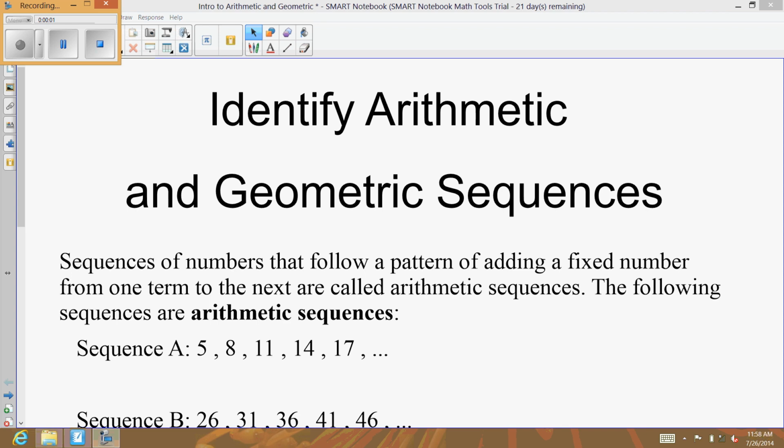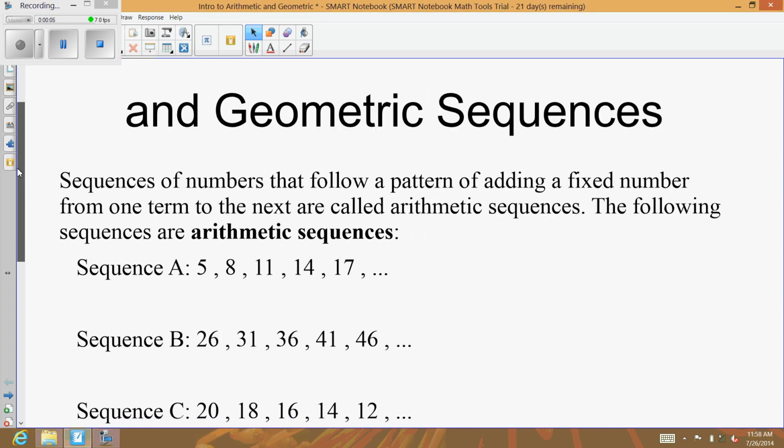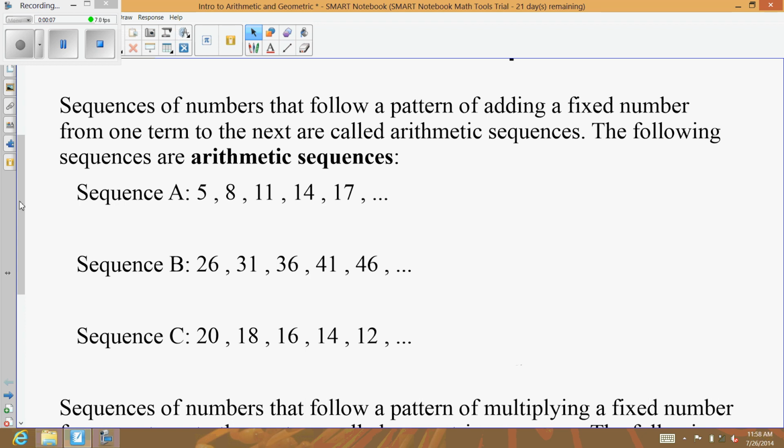We're going to identify arithmetic and geometric sequences. And I want to talk about what sequences are. They're just a pattern of numbers, of terms, that are increasing or decreasing by a certain amount. With arithmetic, we are adding or adding negative numbers to each sequence.